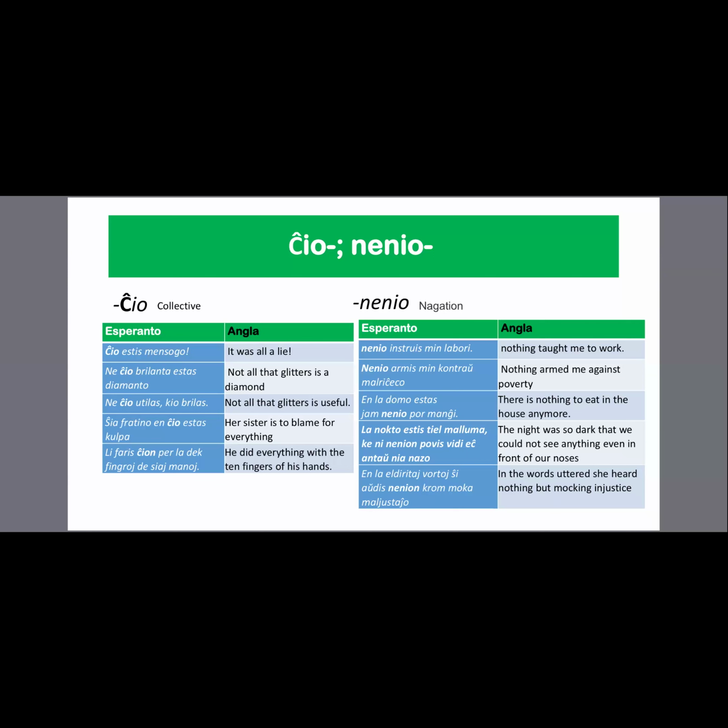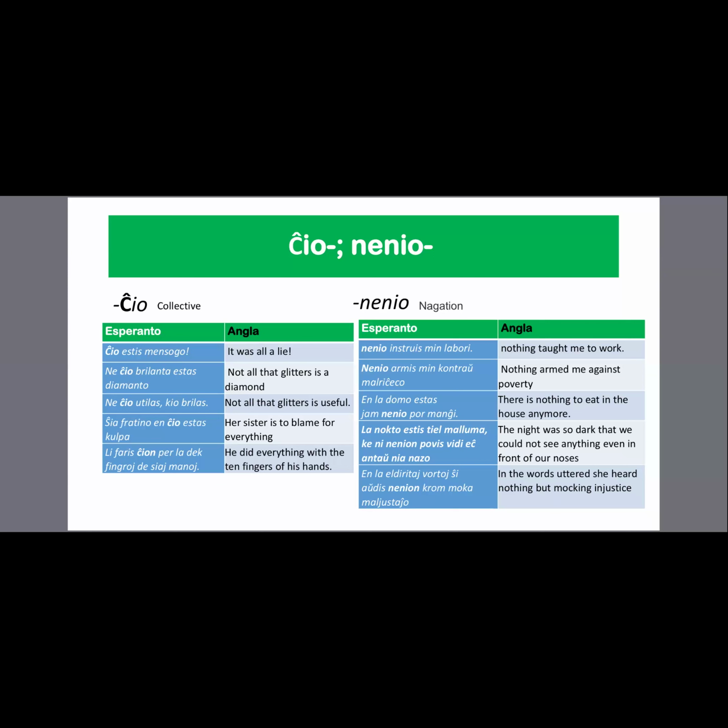Ne chio brilanta estas diamanto. Not all that glitters is a diamond. You can see that there is all, and all is chio. So this means that not everything that glitters might be very important to you. So ne chio is a negation, but when I say chio, it's collective. Ne chio utilas, chio brilas. Not all that glitters is useful. So I think you can see all.